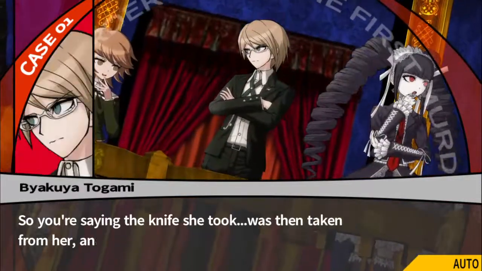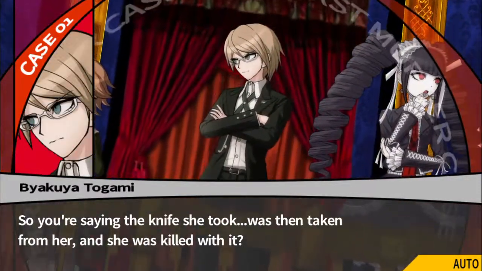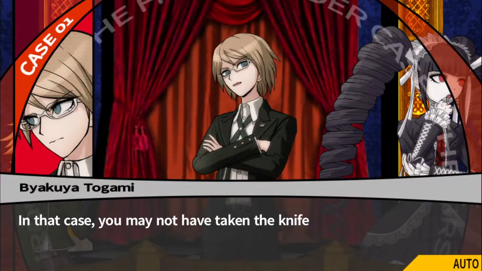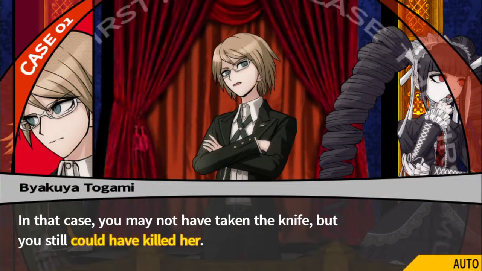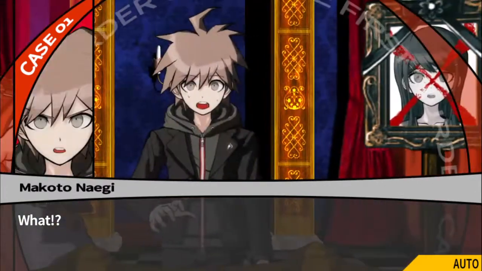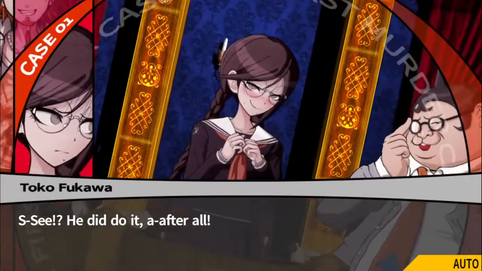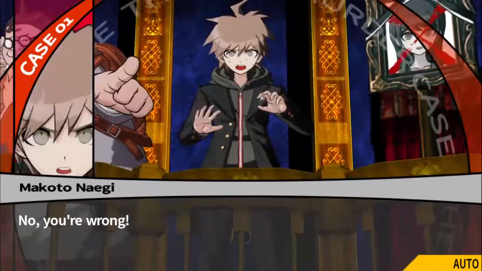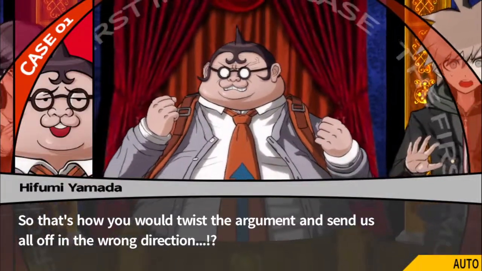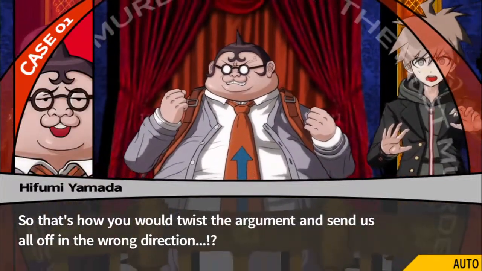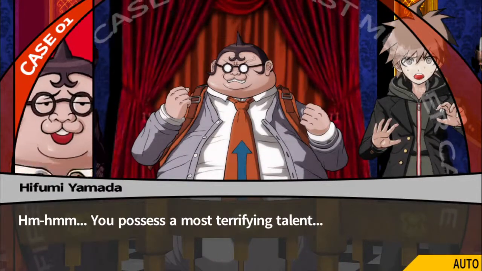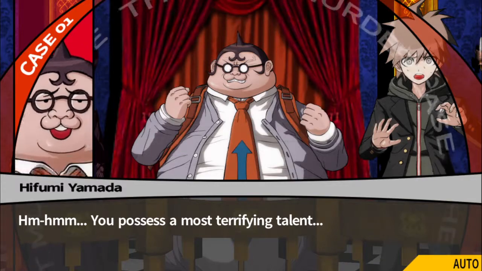So you're saying the knife she took was then taken from her, and she was killed with it? In that case, you may not have taken the knife, but you still could have killed her. What? See? He did do it after all! No, you're wrong. So, that's how you would twist the argument and send us all off in the wrong direction? You possess a most terrifying talent.